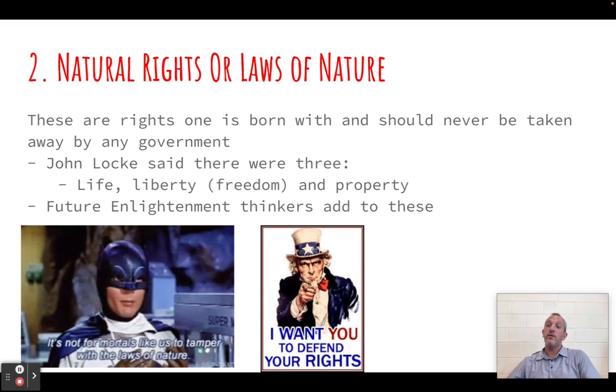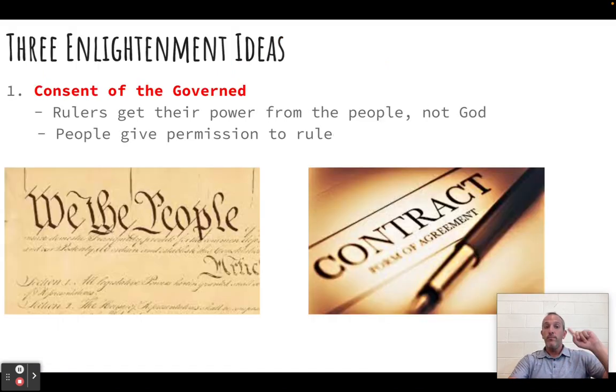Future thinkers are going to add to these. Some people are going to say we have the right to not have the government just walk into our house without a warrant. We have the right to own a gun. We have a right to this and that. So there's going to be other things that pop up. So that's number two. So number one, consent of the governed.